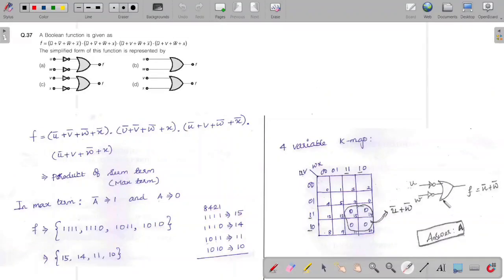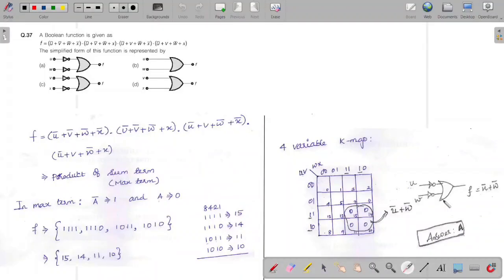Question: A Boolean function is given as f is equal to (u bar plus v bar plus w bar plus x bar) into (u bar plus w bar plus w bar plus x) into (u bar plus v plus w bar plus x bar) into (u bar plus v plus w bar plus x). The simplified form of this function is represented by the following options. Okay, so we have to simplify the given Boolean function.